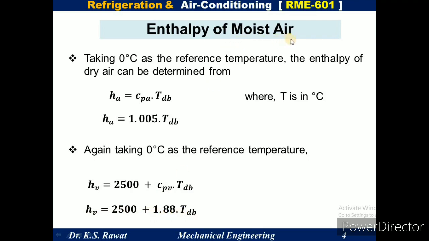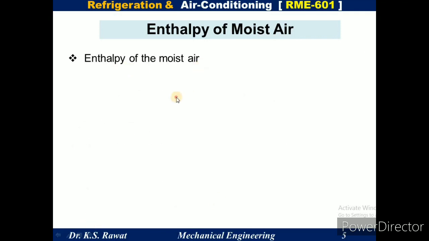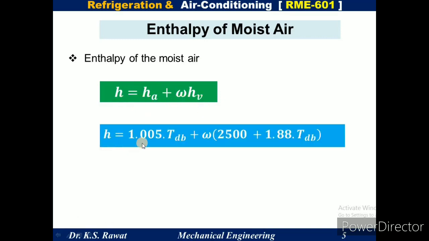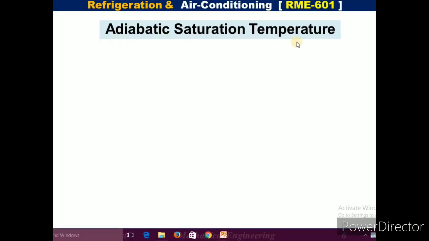As we know, the enthalpy of the moist air is the summation of the dry air part and the moisture part. So our equation will be h = HA + omega HV. So we can write HA as 1.005 times the dry bulb temperature, plus omega times HV, which can be written as 2500 + 1.88 times the dry bulb temperature. So we can calculate the enthalpy of the moist air if we have the value of dry bulb temperature and specific humidity. The next property is adiabatic saturation temperature.